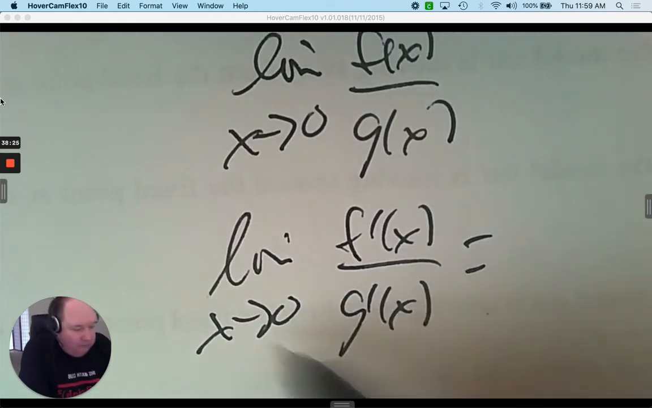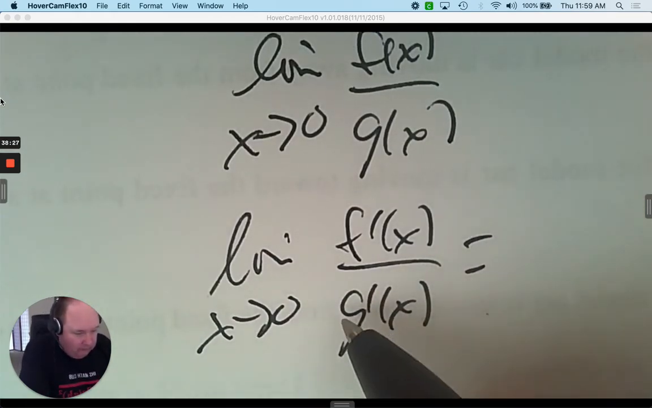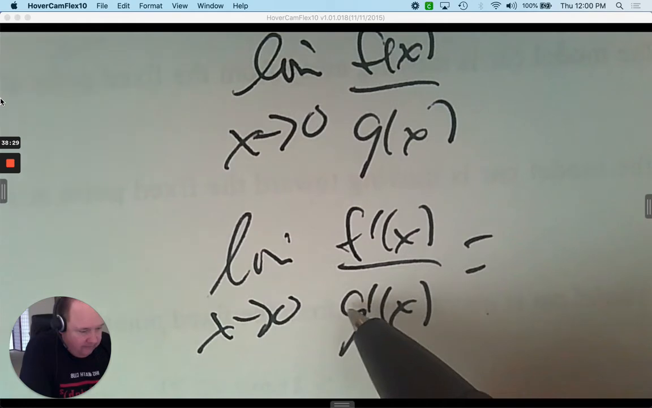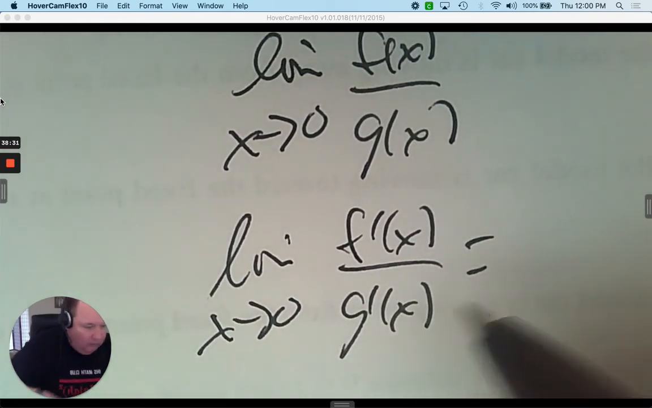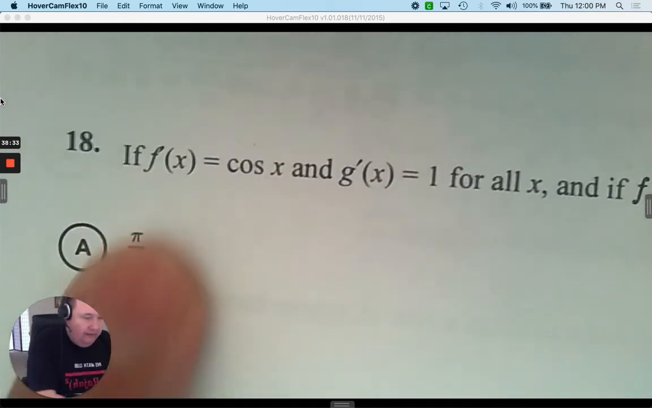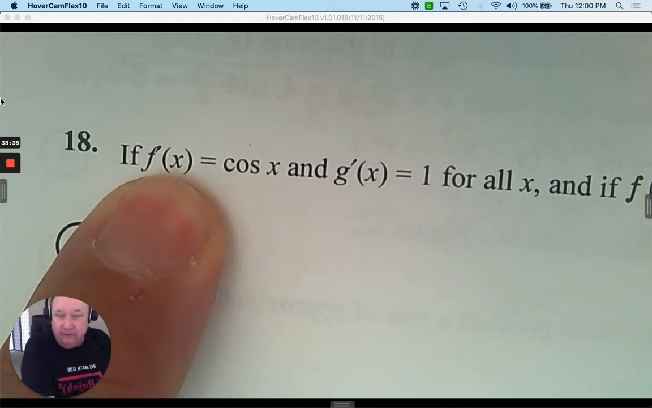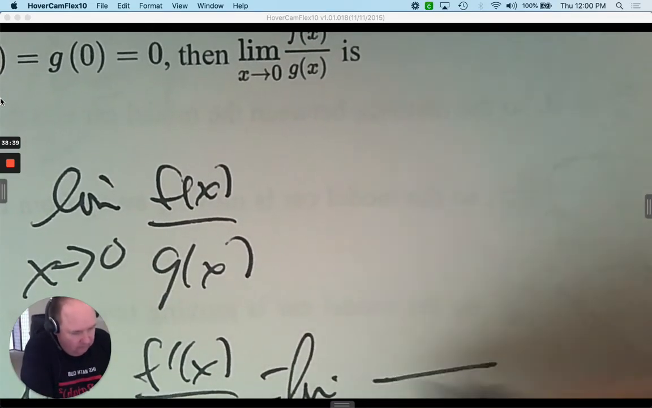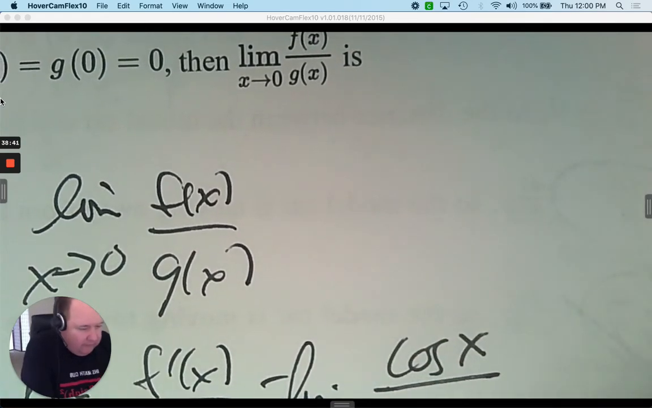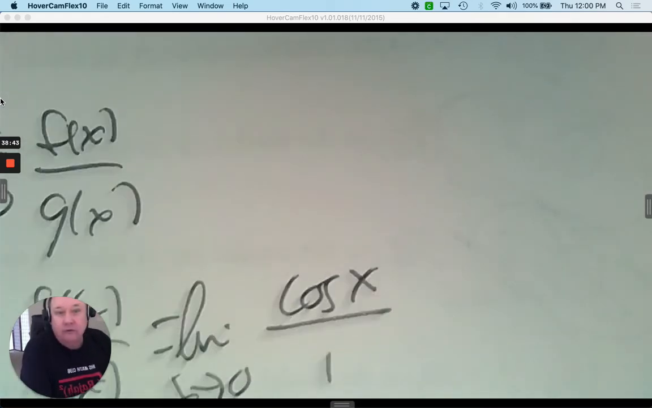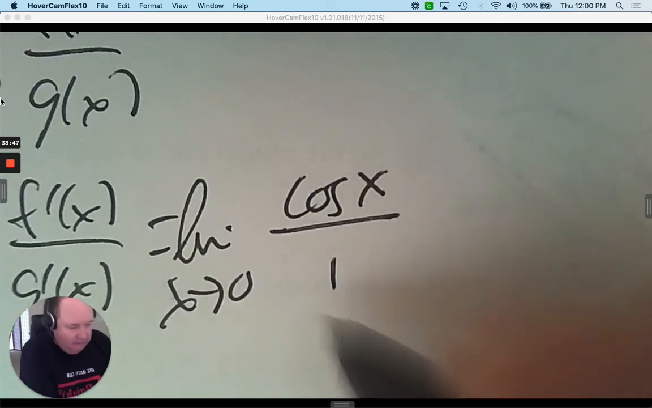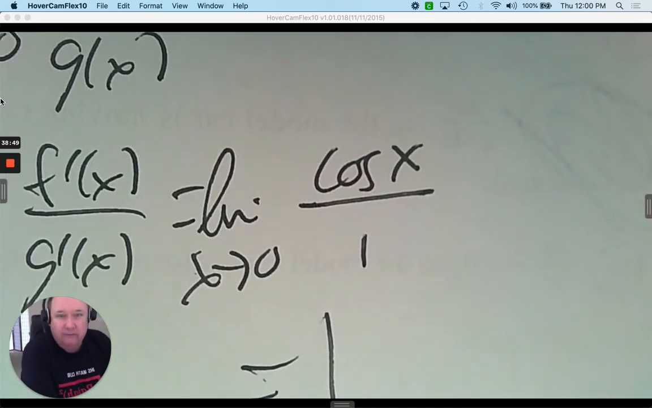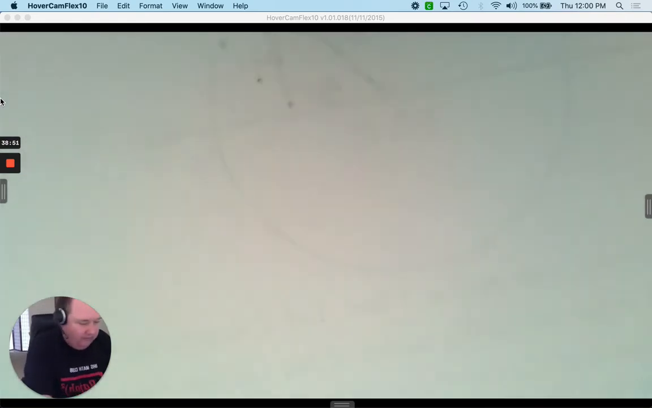So what happens if you evaluate the derivative? The derivative of g at x is 1. So now I need this. The derivative of f at x is cosine, and the derivative of g at x is 1. So it's cosine over 1. So plug in 0 for x. The value of cosine at 0 is 1. And you have your answer.